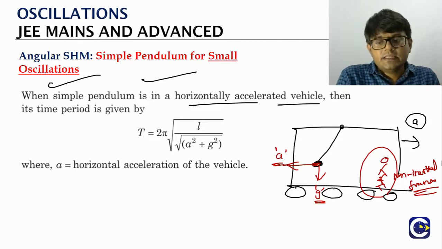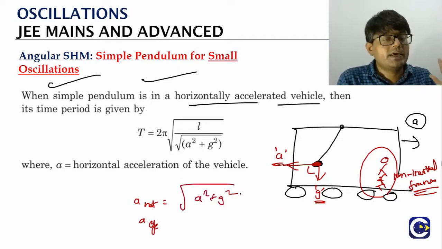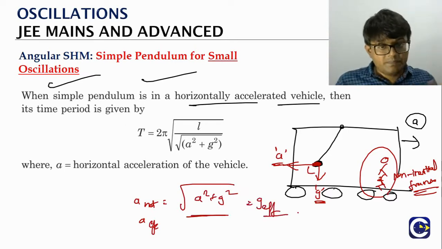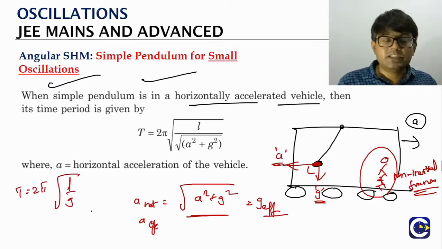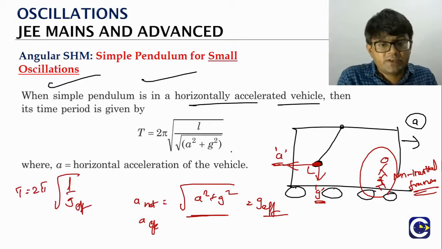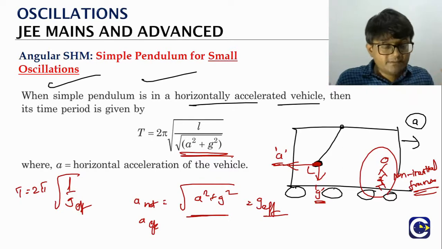Now here the net acceleration of the bob as seen by the observer, the effective acceleration, what is it? The angle between them is 90 degrees, right? So the net value is root of a square plus g square. This is what we will call g effective. So the period of oscillations will be 2 pi root L by g, where g means we are going to use g effective. G effective is root of a square plus g square. So this is about the pendulum kept inside a vehicle which is horizontally accelerated.